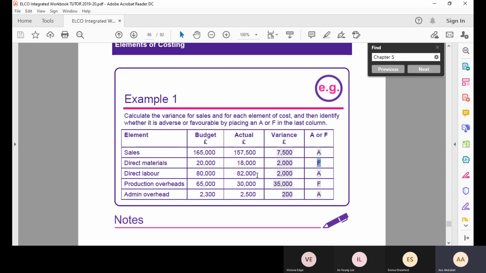Again, the admin overhead, you can see the difference between budget and actual is 200 pounds. So we spent 200 pounds extra compared to what we budgeted. So again it is adverse. Any question regarding example number 1? No? Okay, great. So we can move on.